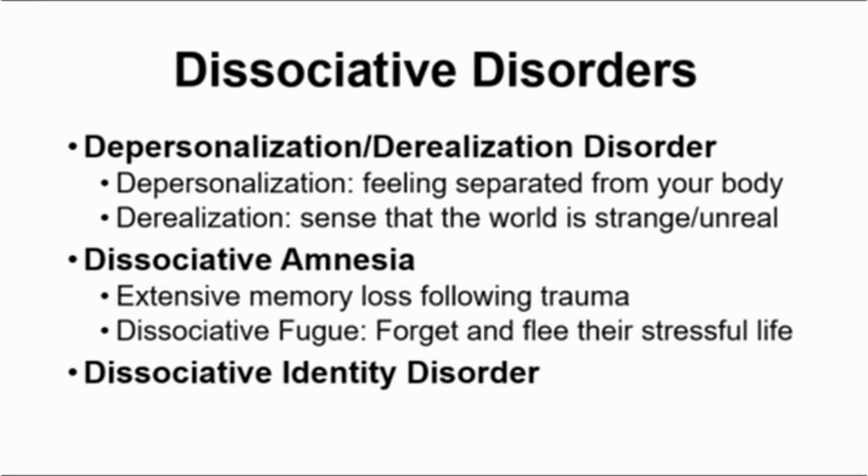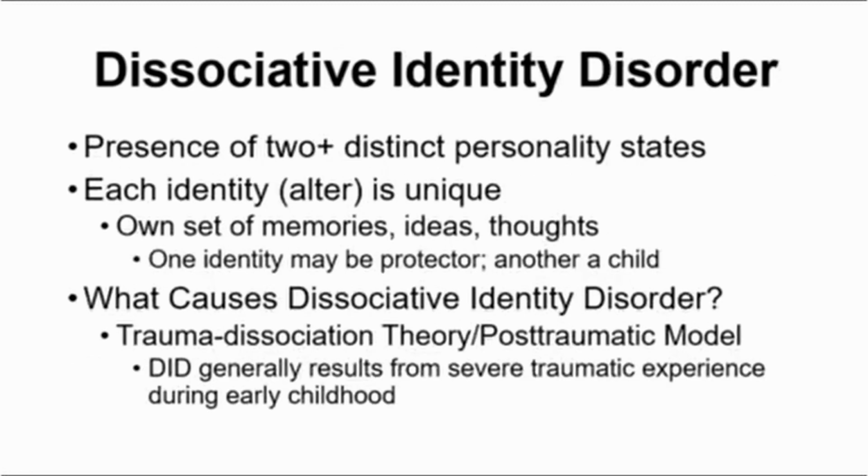And then the last of these is dissociative identity disorder, and this one we are actually talking just a little bit more about. This is a very controversial disorder. And this is one of those where, I guess for our definition, an individual has 2 or more distinct personality states within their own body. So each identity or each alter within that system would be unique.